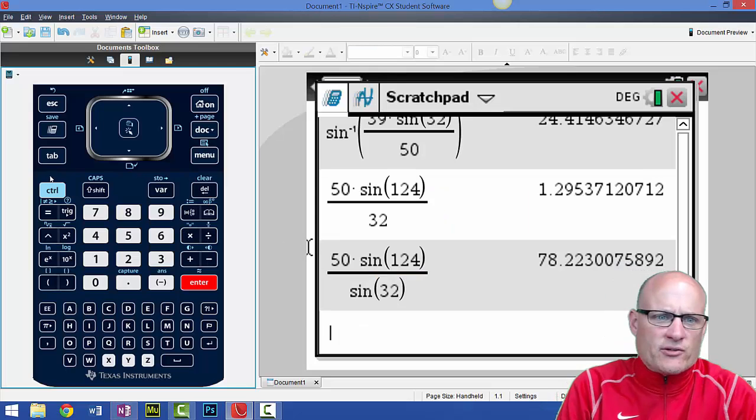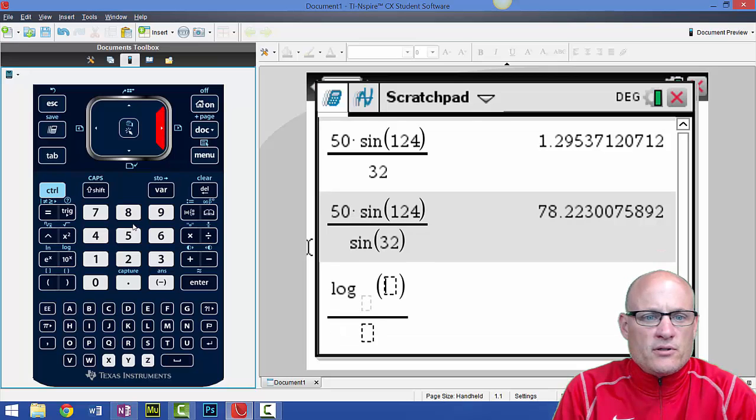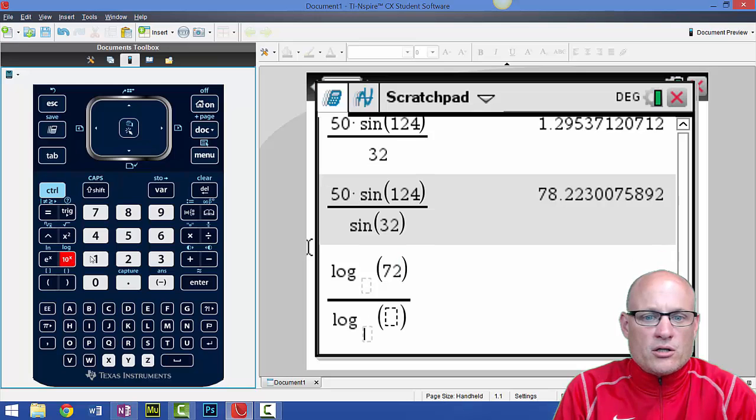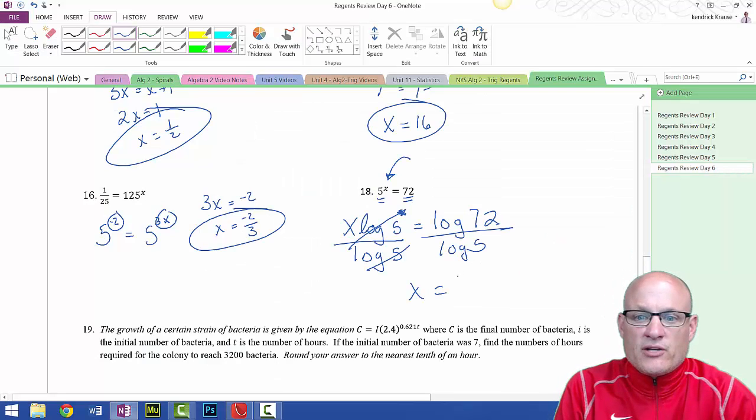now you guys know my secrets. I use Camtasia Studio to make my videos. Log of 72 over log of, was it 5? I believe it was 5. 2.657. So it should have said right around 2.657. That's good enough for now.